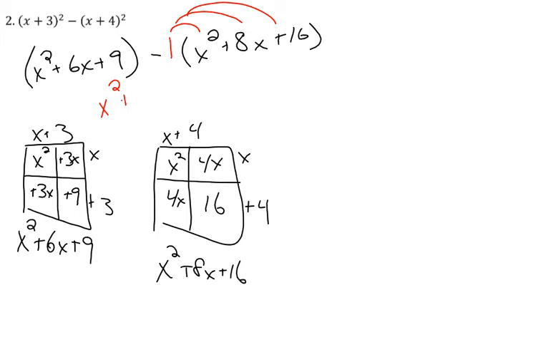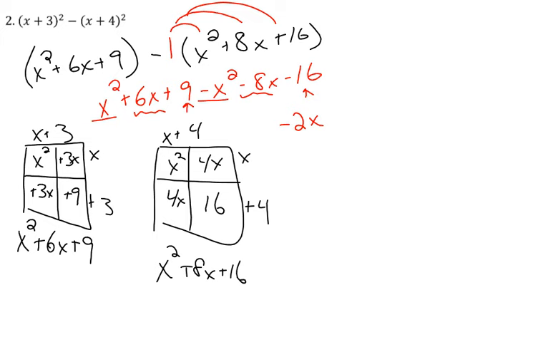So we have x squared plus 6x plus 9 minus x squared minus 8x minus 16. X squared minus x squared adds to 0, so I don't have an x squared term. 6x minus 8x gives me minus 2x. 9 and minus 16 gives me -7. So minus 2x minus 7 is equivalent to that original expression up there.